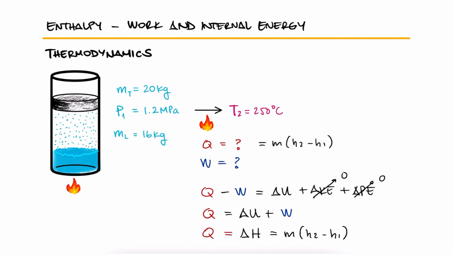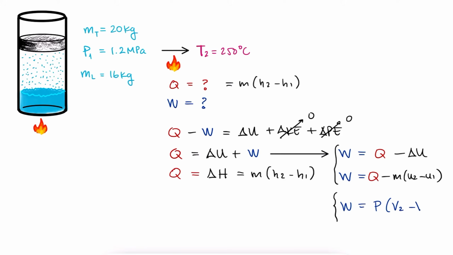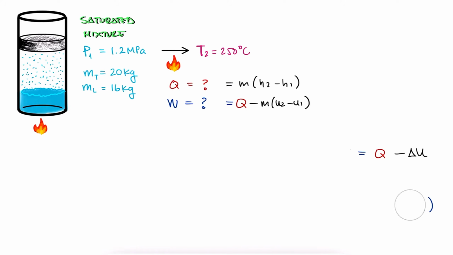As for work, we can either calculate delta U with specific internal energy values U1 and U2 and subtract it from the heat, or instead we can calculate it as P times (V2 minus V1), since this is a constant pressure process. Since we'll be looking for values in the tables anyways to look for specific enthalpy, we'll just use this first approach here. Initially, we have a saturated mixture at 1.2 megapascals.